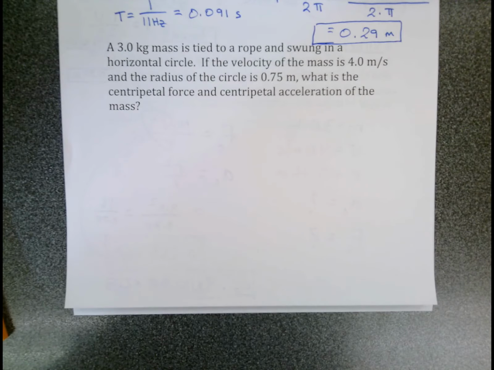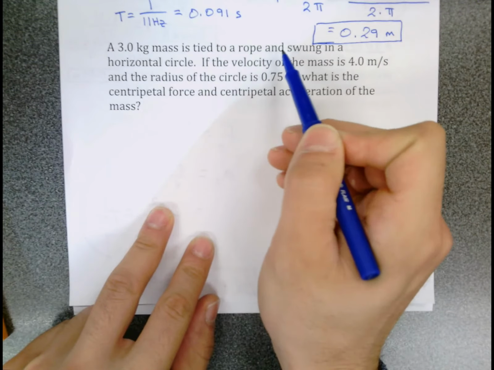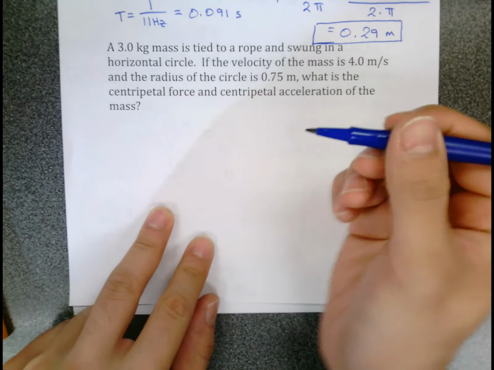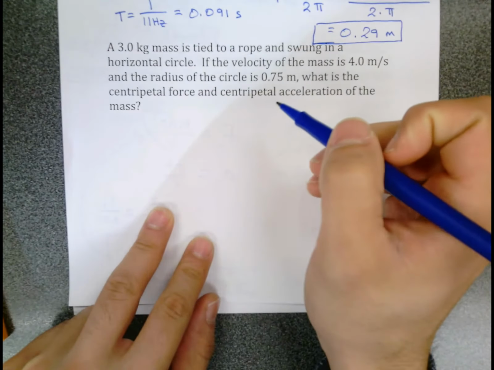Alright, in this question, you have a 3 kilogram mass that is tied to a rope and swung in a horizontal circle. So anytime you have that rope that is swinging in a circle, that rope is providing an inward centripetal acceleration and force towards the center.